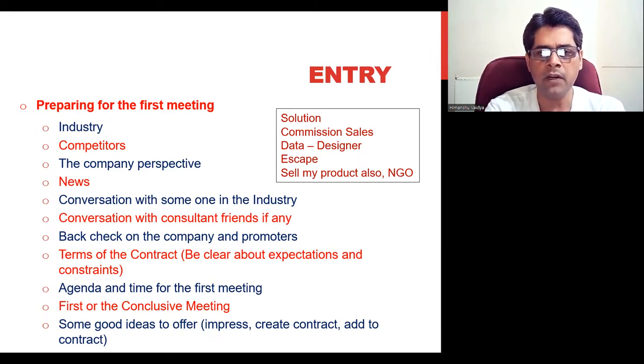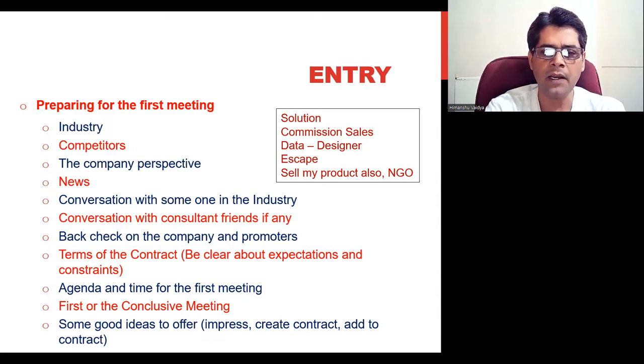Don't get involved with difficult people. Draft out the terms of the contract if it comes to it. Be clear about expectations and constraints from your side and from the client side.